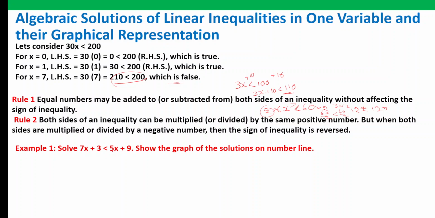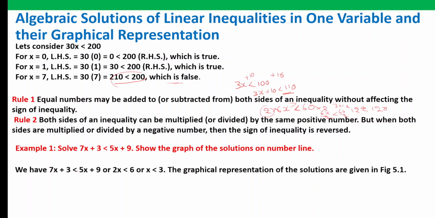7x, these are the variables, so let us transpose the variable to one side. So 7x plus 3 less than 5x plus 9. When we transpose, we get 7x minus 5x less than 9 minus 3. That is, 7x minus 5x is 2x, and 9 minus 3 is 6. So 2x is less than 6, or x is less than 3, because by dividing both sides by 2 we get x less than 3. So the graphical representation is in this figure, where x is less than 3. All the values less than 3 are solutions for this inequation.